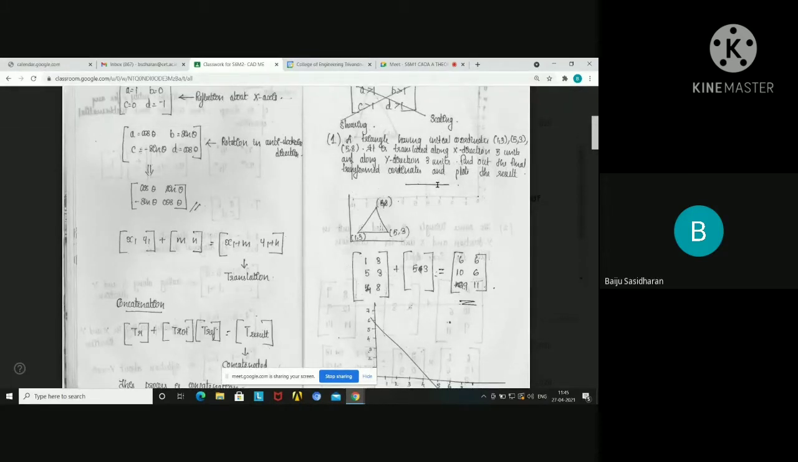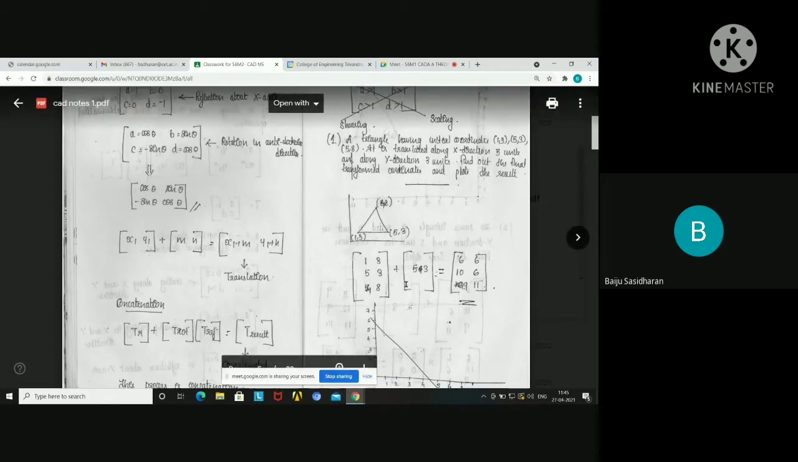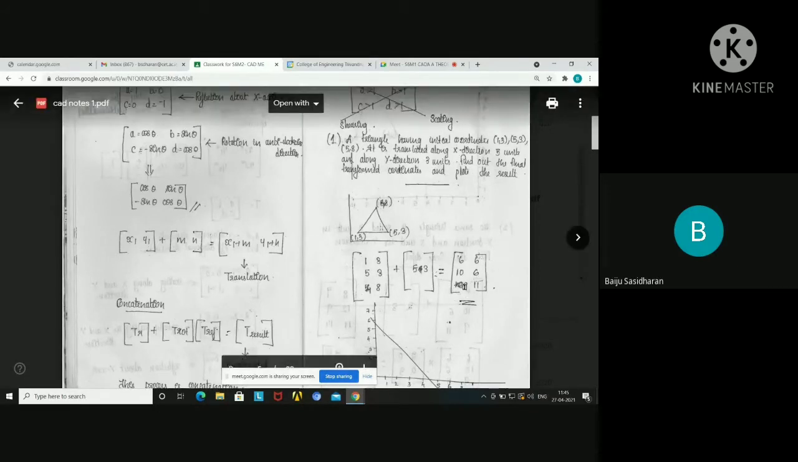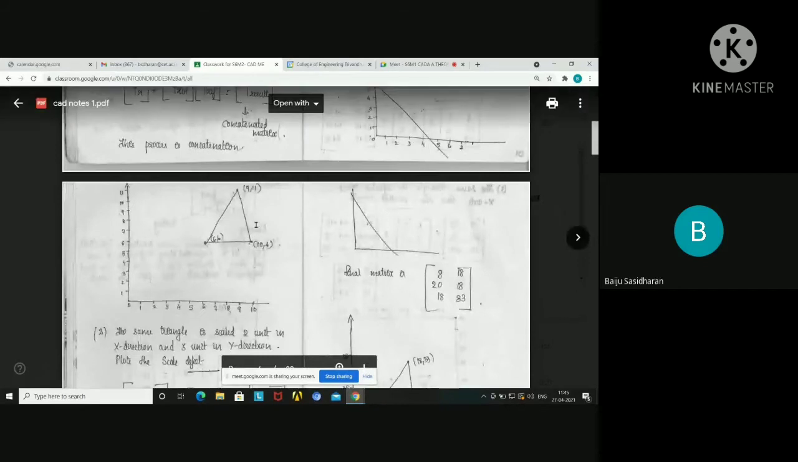This is the question. Initially you have to write all the coordinate values. Because it is a translation, we have to add the translation operator. So 5, 3, and finally 1 plus 5 is 6. Likewise, you will get this final matrix. Okay, this is the plotted value.